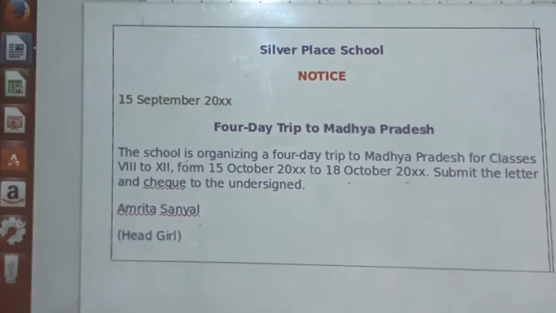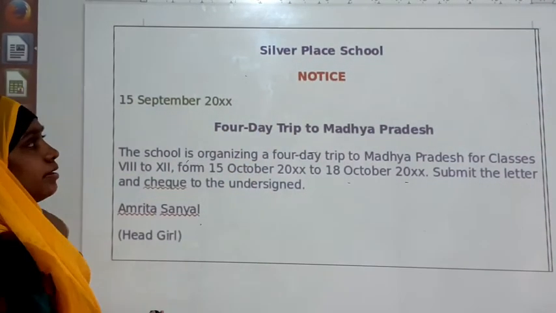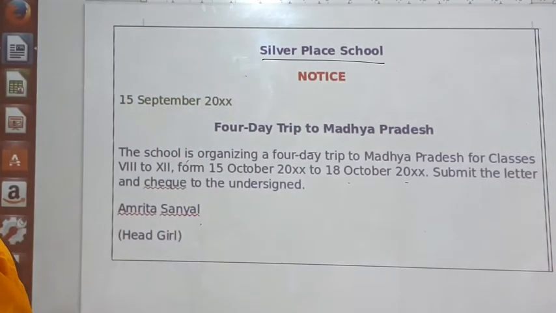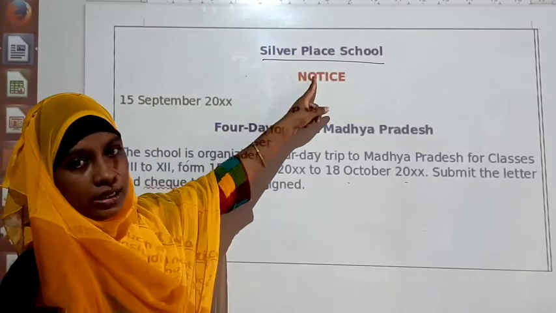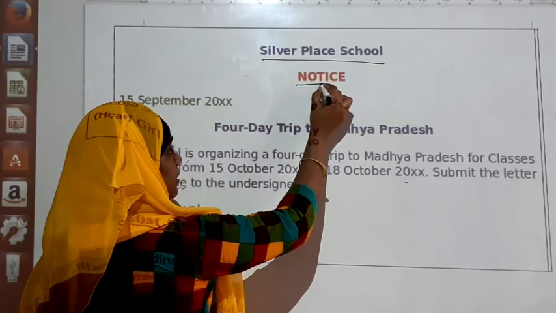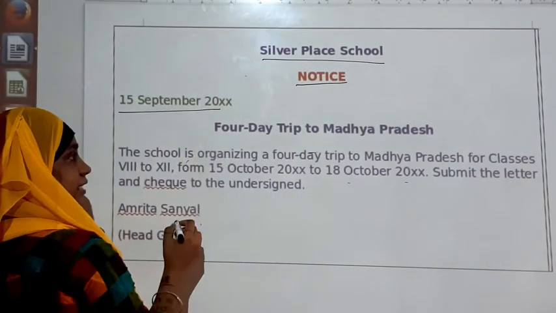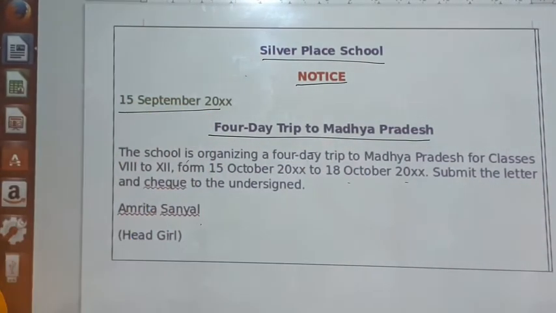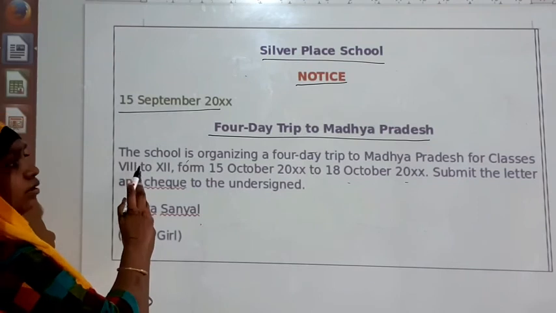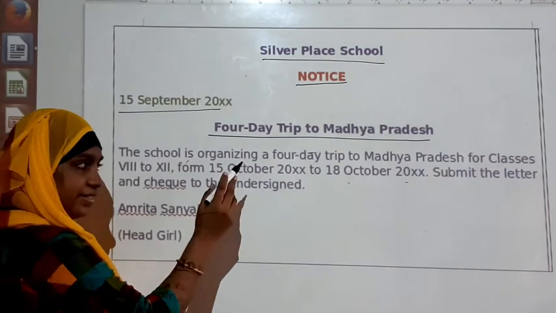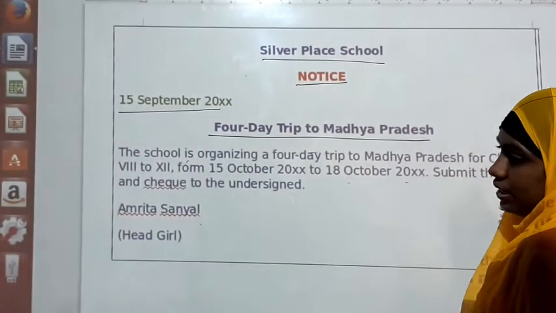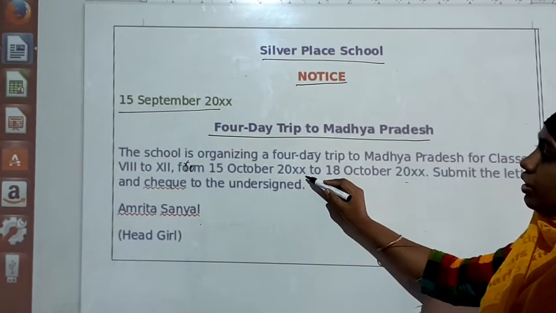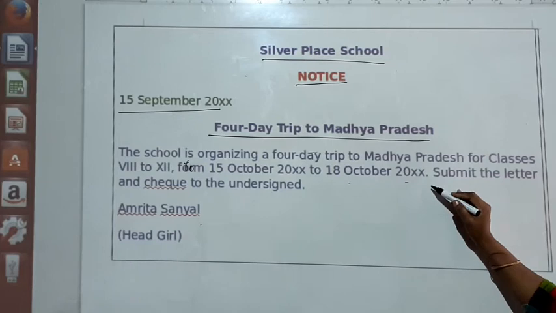Now see here, the notice which you will write in a box, and the school name is written on the top. It may differ; you can write in block letters or in lower case also. See here the notice is written and the date is written on the left hand side, and the title is given as 4-day trip to Madhya Pradesh. In the next line the sentence starts: the school is organizing a 4-day trip to Madhya Pradesh for classes 8 to 12 from 15th October 2020 to 18th October 2020.